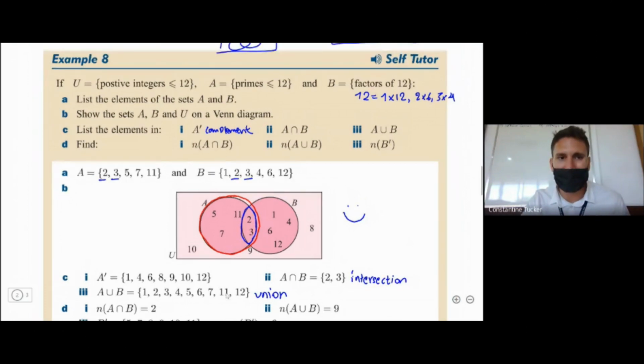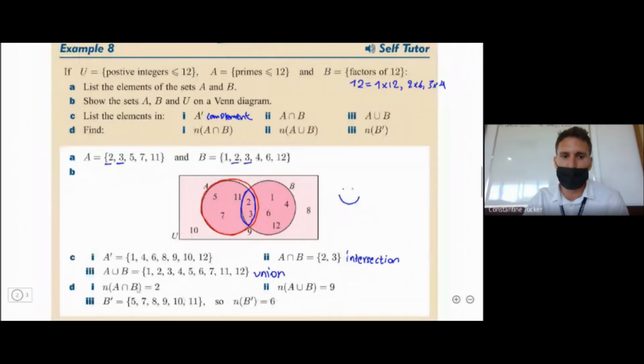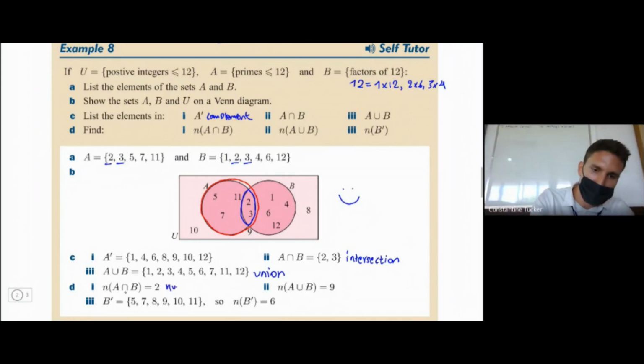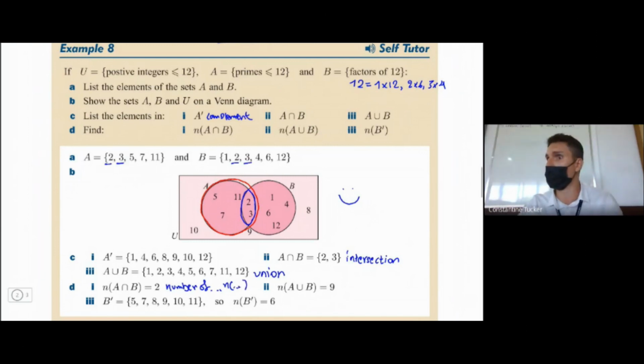Let's move on to the N. That N keeps coming up all the time. Number of the intersection, number of A intersection B, in this case, is how many things you have in the intersection. It's 2 and 3, so it's 2 things. So we say the number of elements in A intersection B. So remember that number of, this is the N of something. Keep this in mind. It will come up all the time. It will come back to haunt you, always.